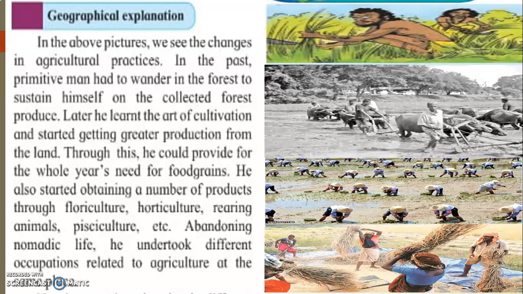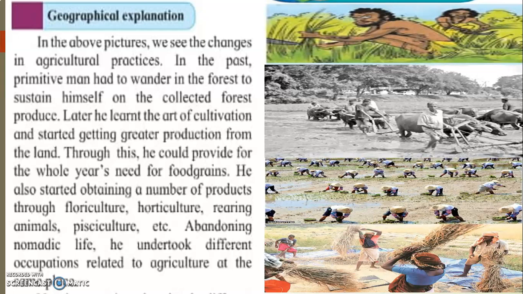Later, he learned the art of cultivation and started getting greater production from the land. Through this, he could provide for the whole year's need of food grain. He also started obtaining a number of products through floriculture, horticulture, rearing animals, pisciculture, etc.